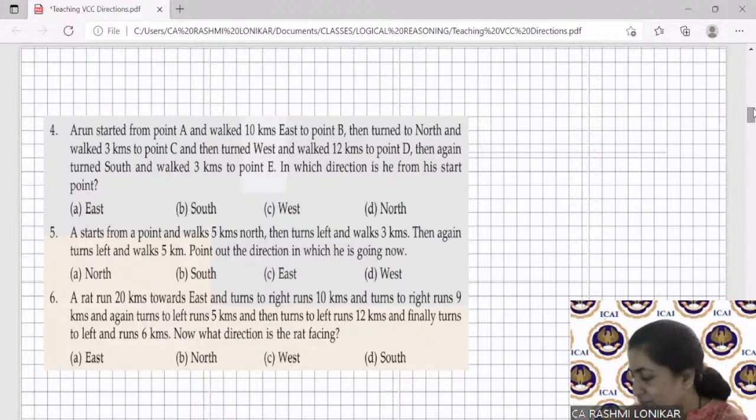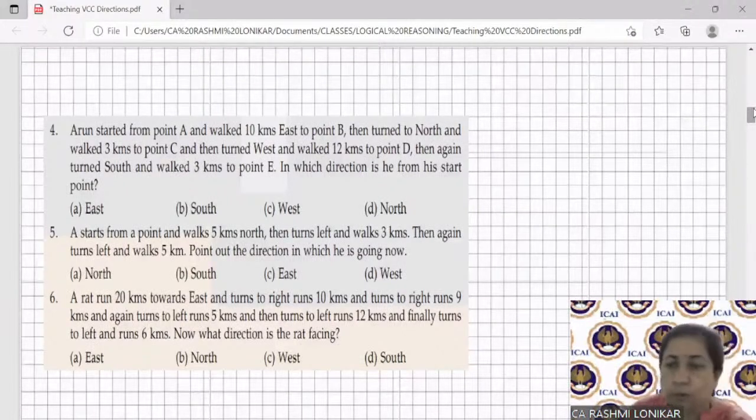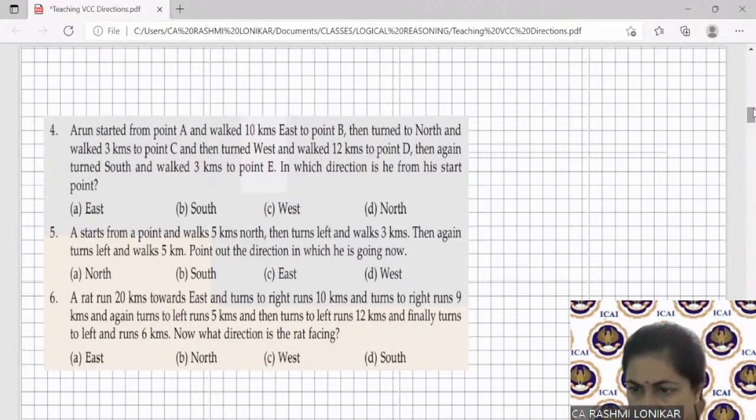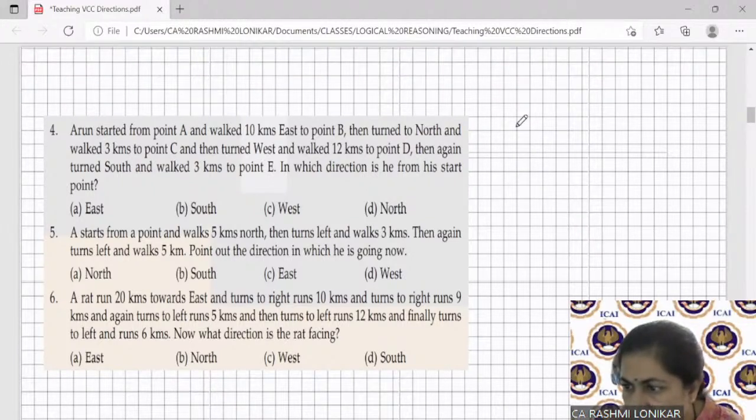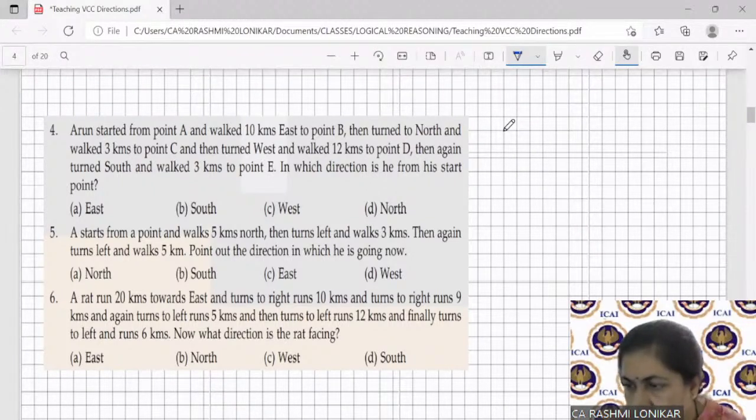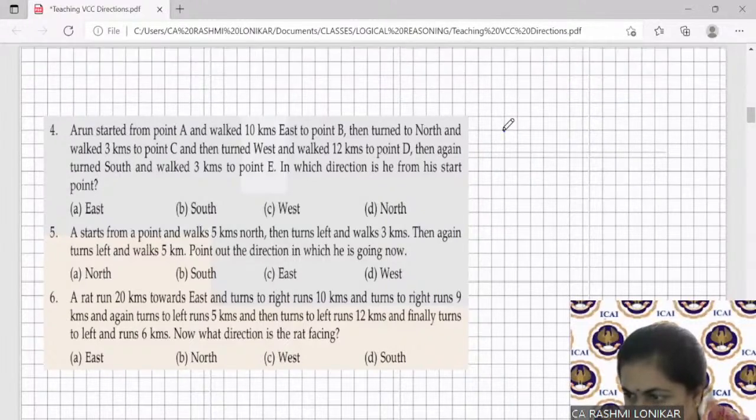Yes, Bhumika. Okay, now let us go to the next sum. What is the next sum saying? Arun starts from point A and walks 10 kilometers east. Okay, so I'm here. Arun is here. He walks 10 kilometers to the east.